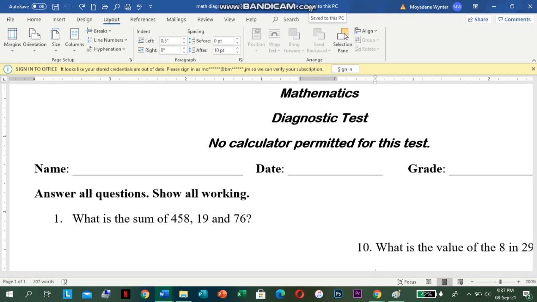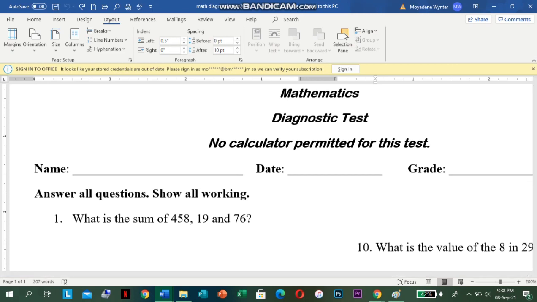Now, you have completed your diagnostic test, and here are the answers and explanations to your diagnostic test. All right. So, no calculator should be used in this test, and it says answer all questions and show all workings. Now, number one, it says, what is the sum of 458, 19, and 76?